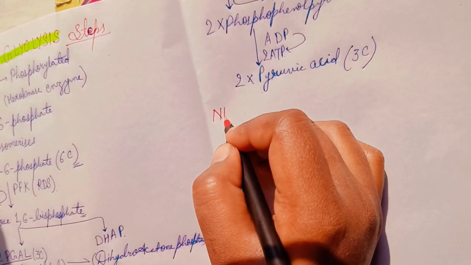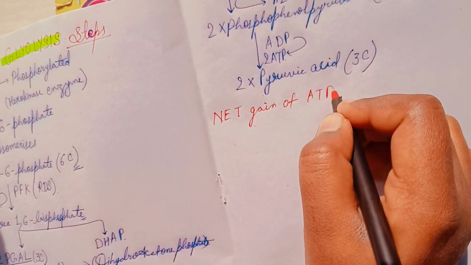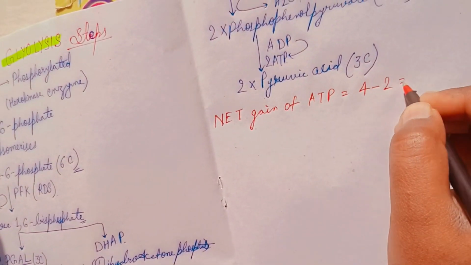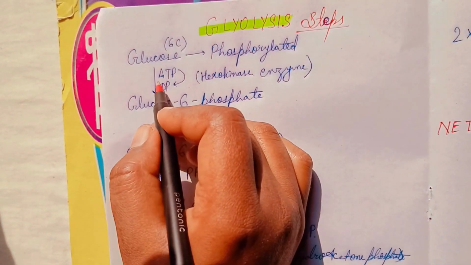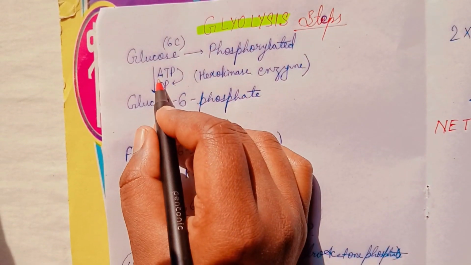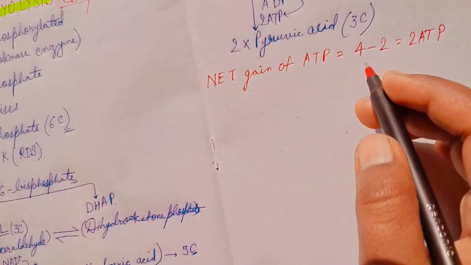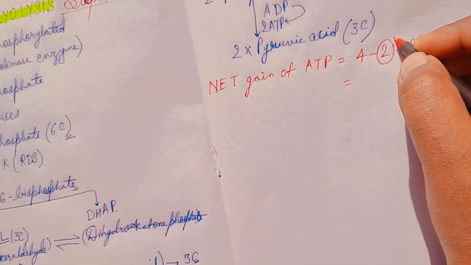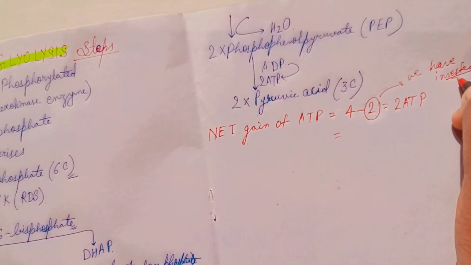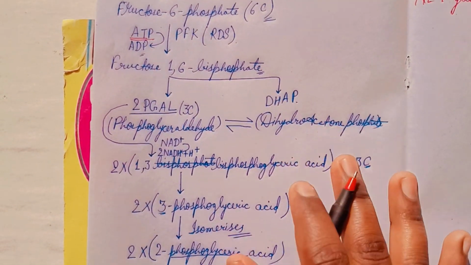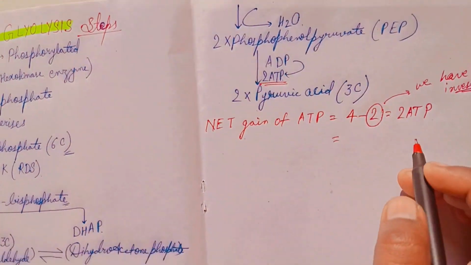Here the main question arises: what is the net gain of ATP we have got? So the answer is 4 minus 2 is equal to 2. We can see here that we have invested 1 ATP here, and here we have invested 1 ATP. It means we have invested 2 ATPs. And here we have got 2 ATP.